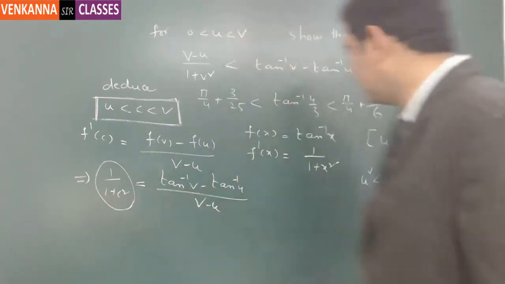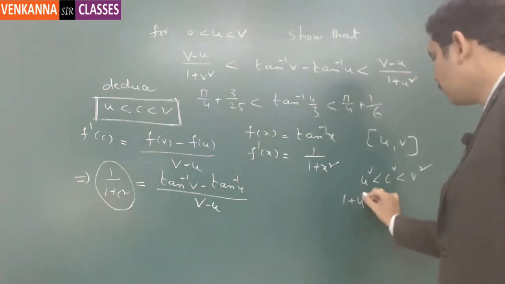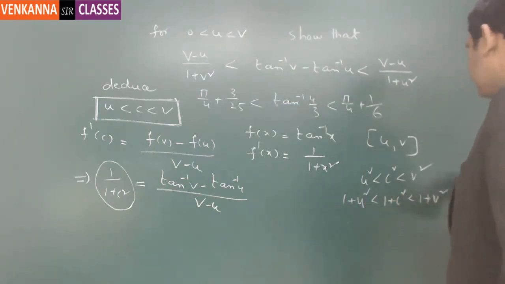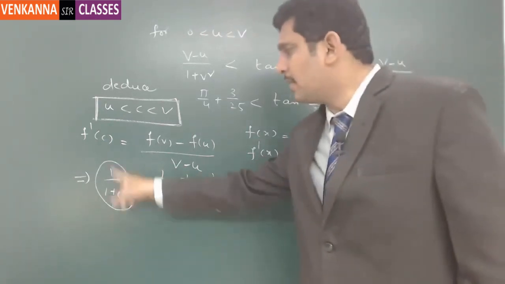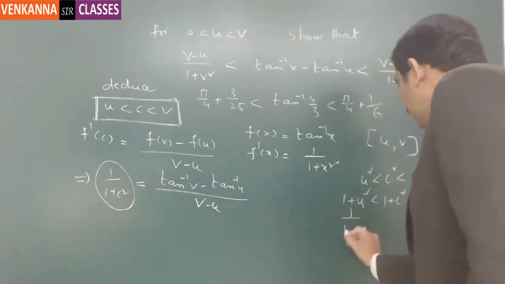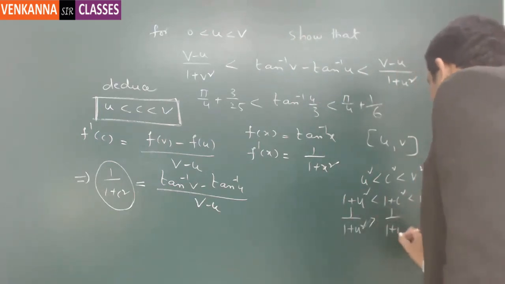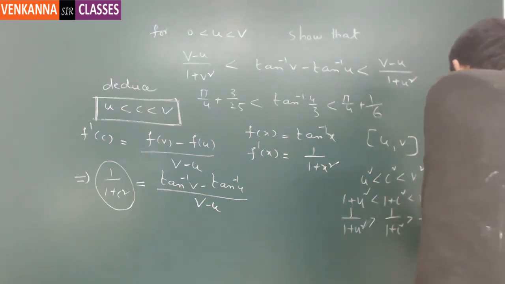Since plus 1 is there, you add plus 1. So 1 plus u square is less than 1 plus c square is less than 1 plus v square. Since it is in the denominator, take the reciprocal. So 1 by 1 plus u square is greater than 1 by 1 plus c square is greater than 1 by 1 plus v square.